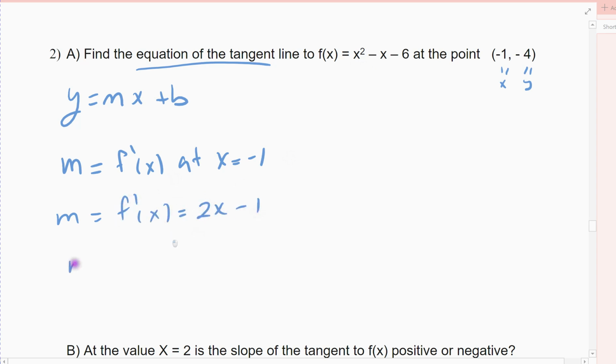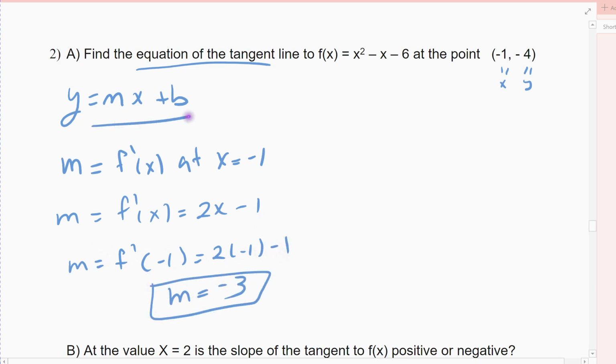Now to find the slope that I want. This finds any slope, but I want the one at negative 1. So the slope that I want, that I'm going to plug into that equation, is -3, and so I'm going to find my b by plugging in all my parts that I have. My y value was -4, my slope I just found was -3, my x value is -1, and b is what I have to solve for.